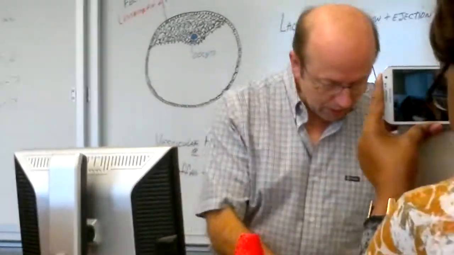mates with the sex cells. Females make ova, males make sperm. So, we need to look at some of the parts here. On the models, I'm going to take this one apart so that it doesn't fall apart on me.